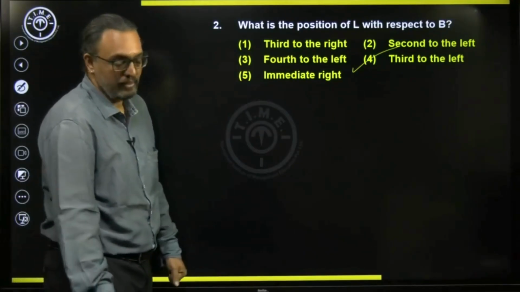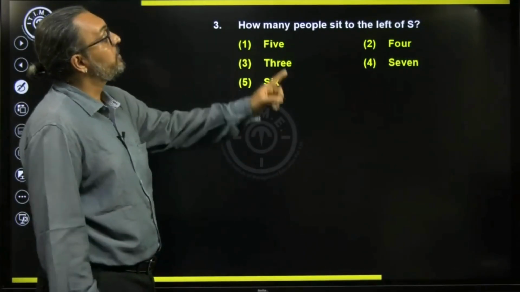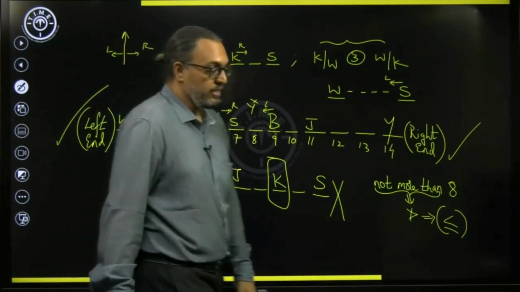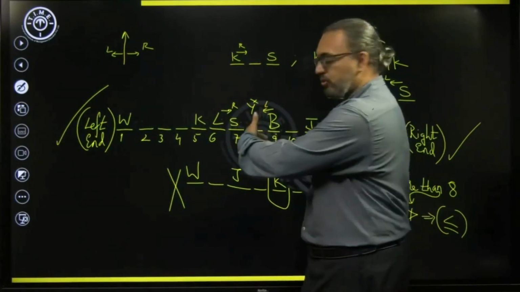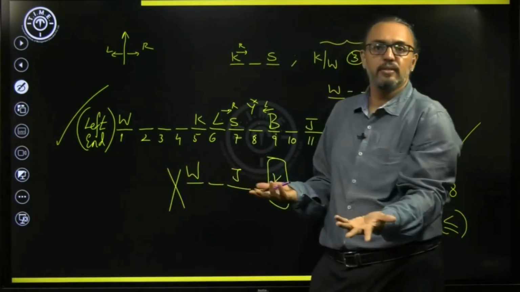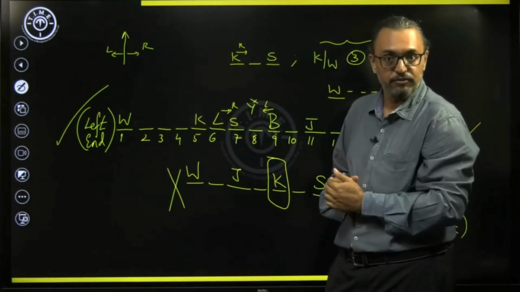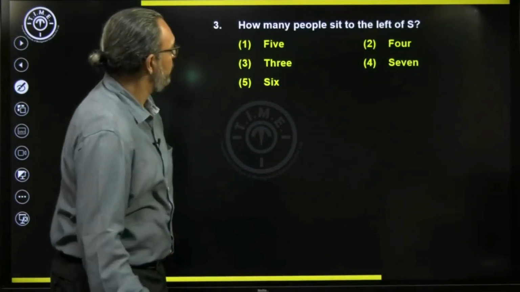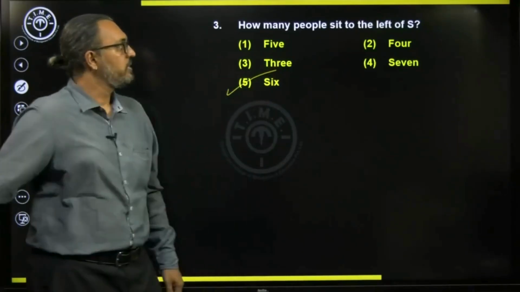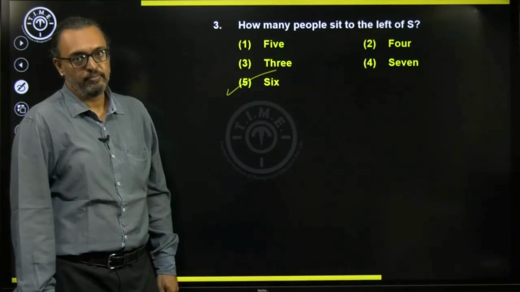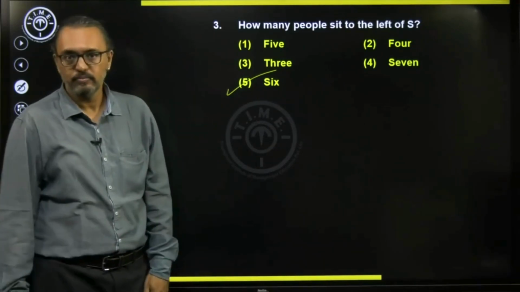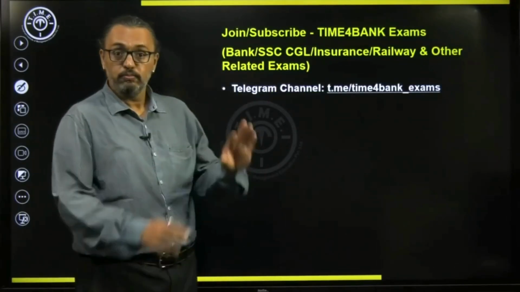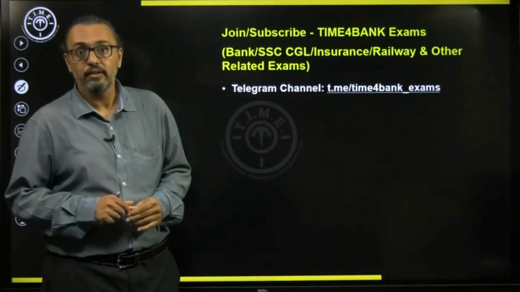Okay. Then how many people sit to the left side of S? Okay, let us check. So to the left side of S, see, S is in the 7th position. So to the left side of S, how many are there? 6 positions are there. So 6 members are there to the left side. So how many people sit to the left of S? There are 6 people. So 5th option. Understood? All right. So that is what we have here in this.